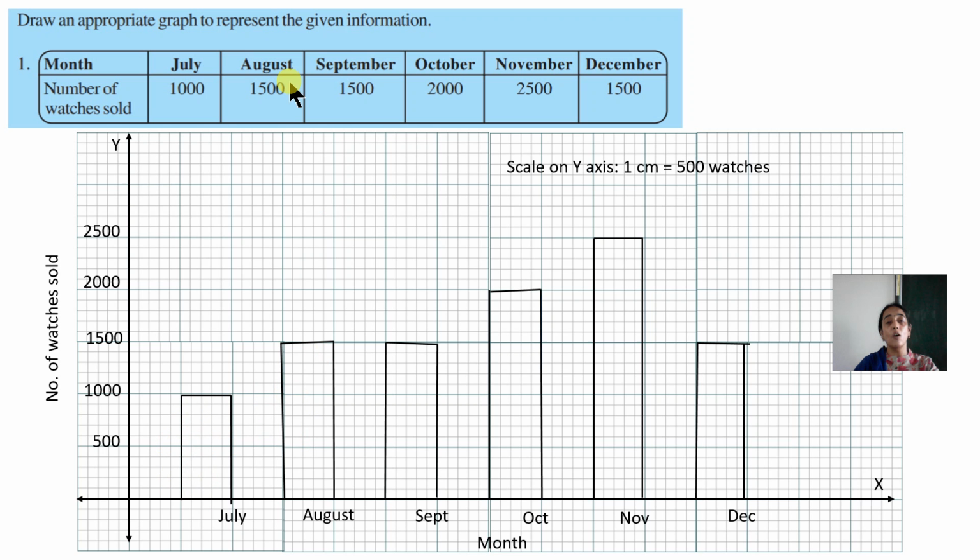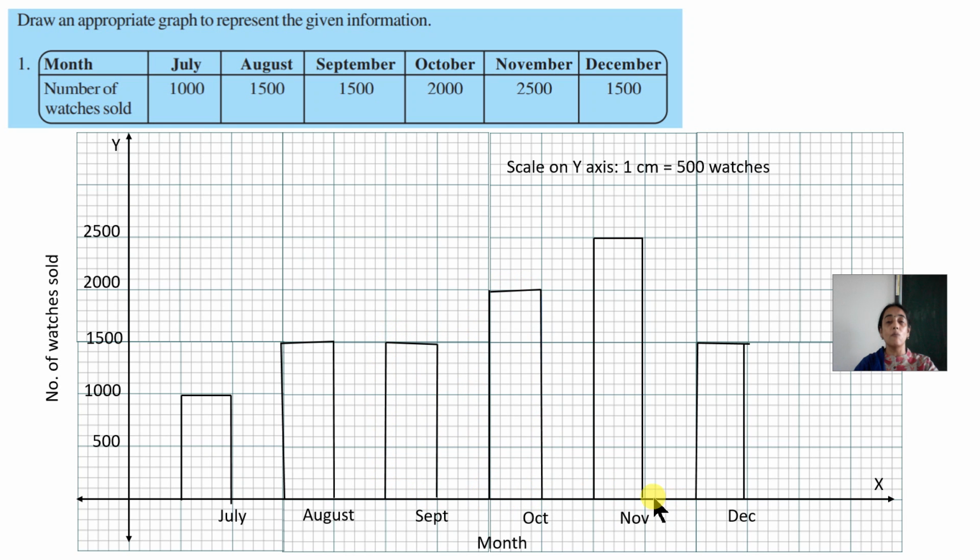Okay, now August. In August 1500. So I start from August, go till 1500. Again go this way, left hand side 1 square, and come back down. Always go on the left hand side. Is it clear? Similarly, September. September also 1500. So I go along the line, go this way and come back down. Then October is 2000. So from October I go till 2000. Go there and come back down.